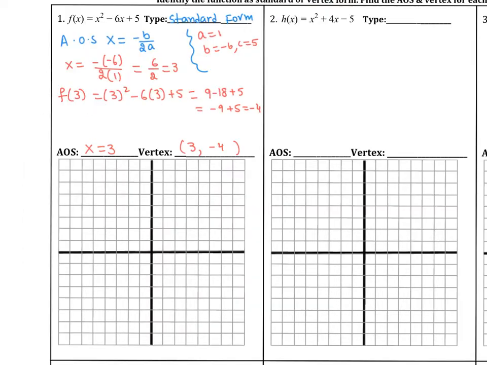Now let's make a graph where the vertex is (3, negative 4). So the (3, negative 4) is 1, 2, 3, 4. So (3, negative 4) is this point, which is the vertex. And you can notice that the a is positive. So a is greater than 0. So it means the parabola is going to open up.